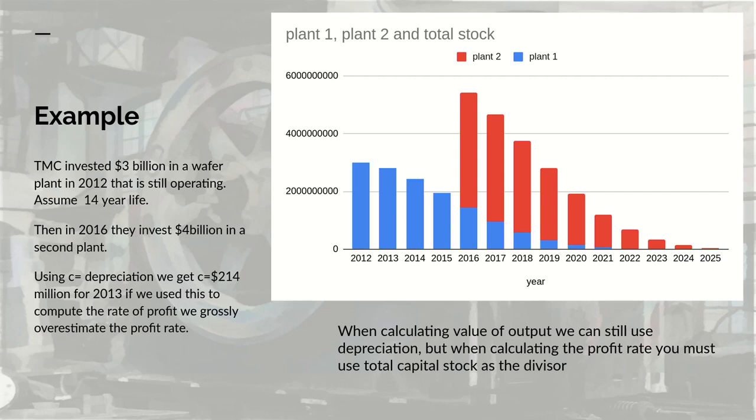When calculating the value of the output, we still use depreciation. But when calculating the profit rate, it's important that you use the total stock as the divisor, and that this stock at any one time will be made up of a mixture of different plant and equipment at different ages. So up until 2015, we can say it was just plant one that made up the capital stock. They open a new plant in 2016, and now the greater part of the capital stock is made up of the value of plant two, and this in turn depreciates, and they both depreciate. So the value of the stock fluctuates from year to year, depending on how much investment they've made and how much that has run down.